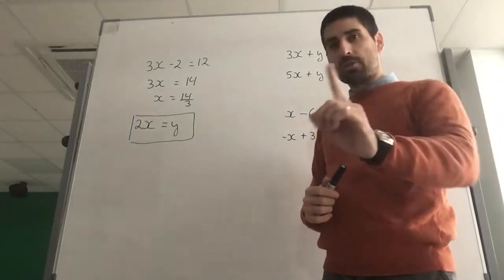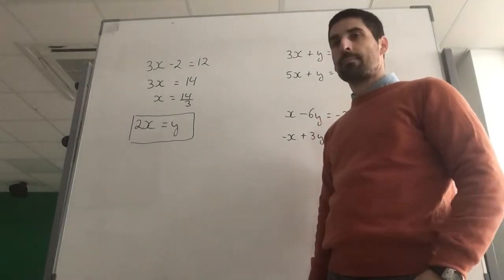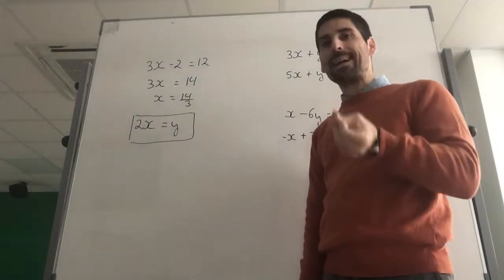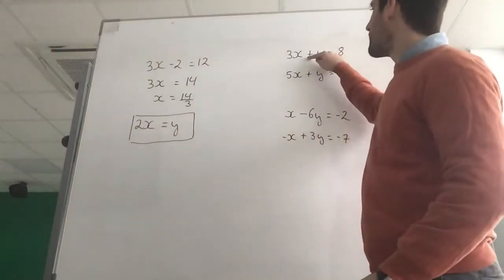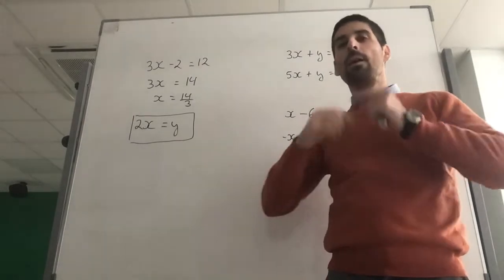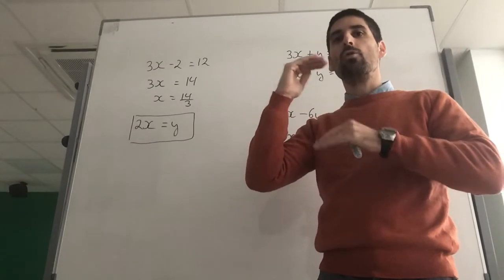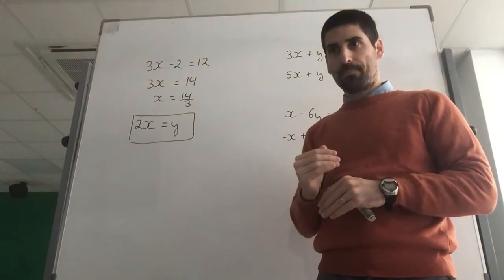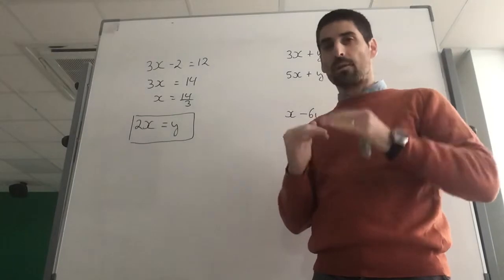Okay? So step number 1, find out of which variable you've got the same amount of. Write it down. Step number 2, look at the sign of the variable that you have the same amount of. So let's look at the sign on the y's. And this is the rule that you need to learn. If the signs are the same, you're going to subtract the equations. You're going to take one away from the other. If the signs are different, then you're going to add the equations.